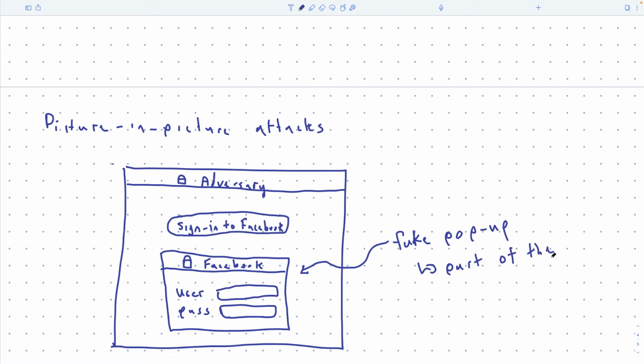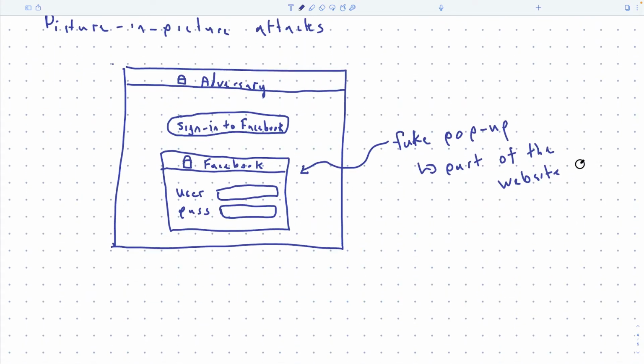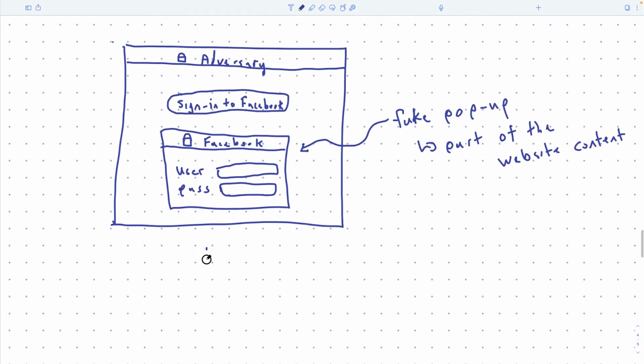So we call that a picture-in-picture attack, where basically it's a fake pop-up. And it's actually part of the website, like an image on it. And then of course you can put the lock there, right? And you can make the lock look exactly like the real browser lock, but it doesn't mean anything because it's just a picture of a lock, okay? And so then if you put your username password into this fake pop-up window, then the adversary can capture it.